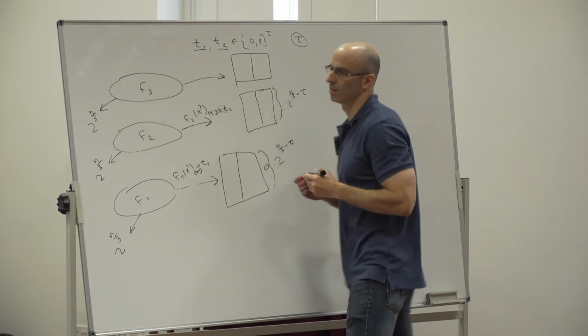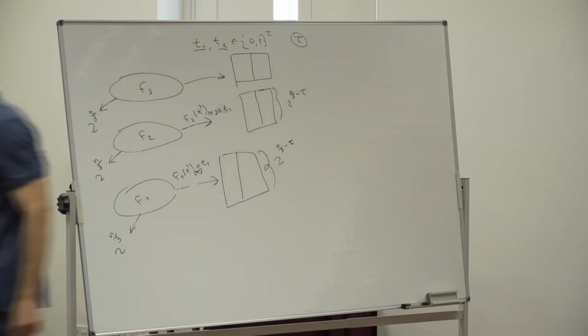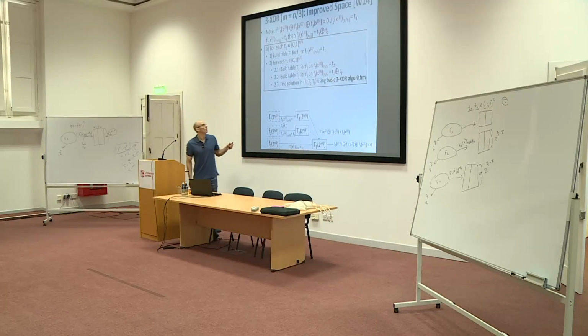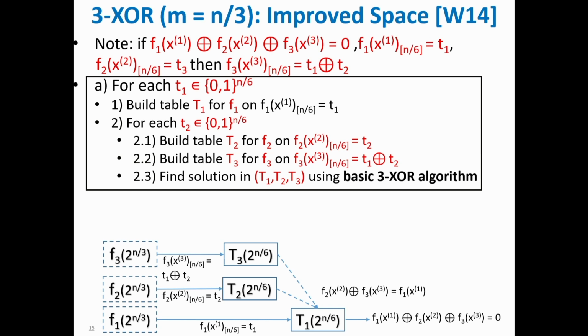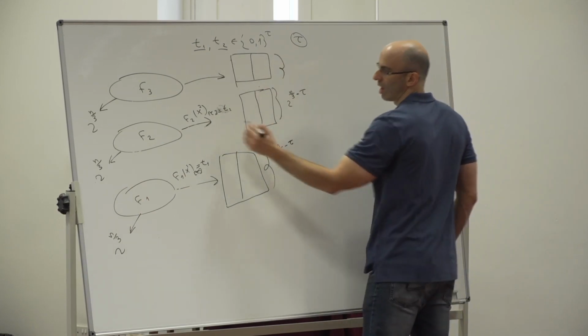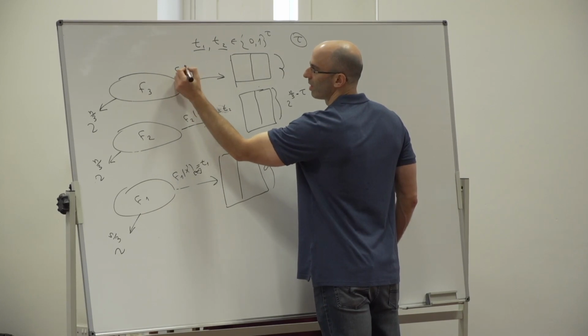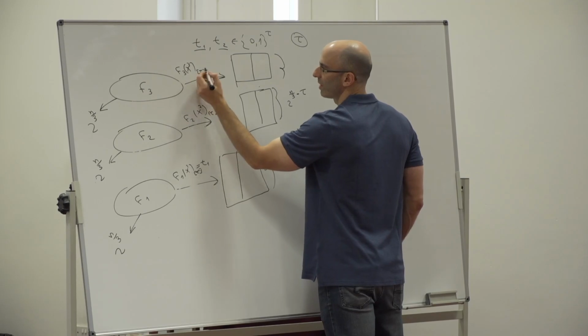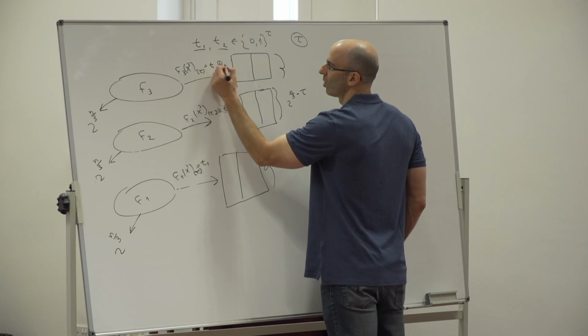Okay, and here, actually, we're using the fact that we're trying to compute a three XOR. Note that if we have a three XOR, and the tau bit prefix of F1 applied to X1 is equal to T1, and the tau bit prefix of F2 applied to X2 is equal to T2, then the tau bit prefix of F3 applied to X3 should be T1 XOR T2, right? It just follows from this equality here. So we just need to fix two prefixes here, not three. So the condition here is F3 applied to X3, taking a tau bit prefix, should equal T1 XOR T2.